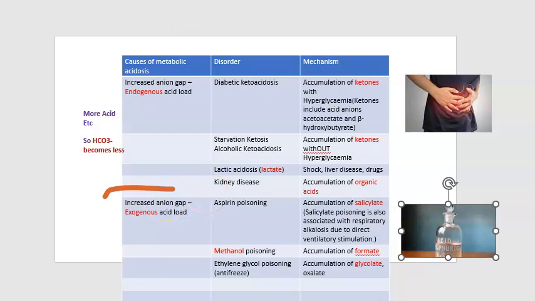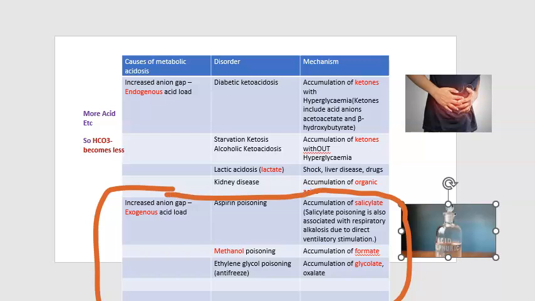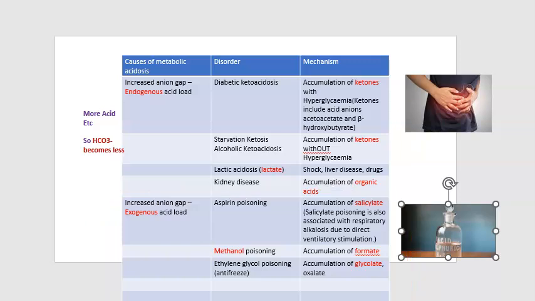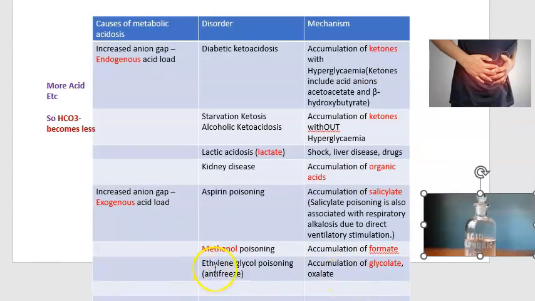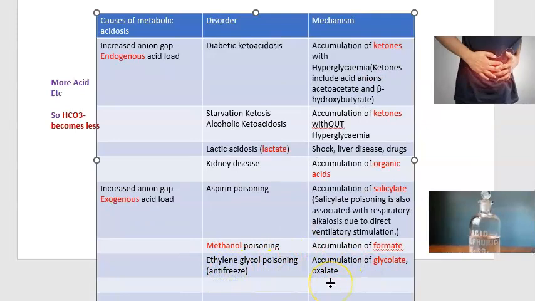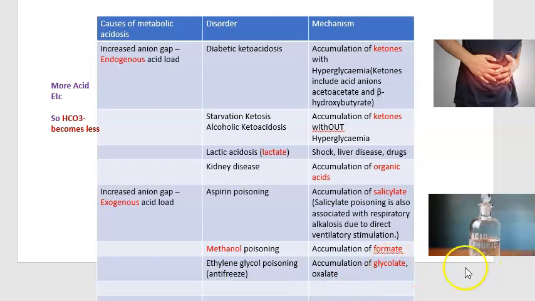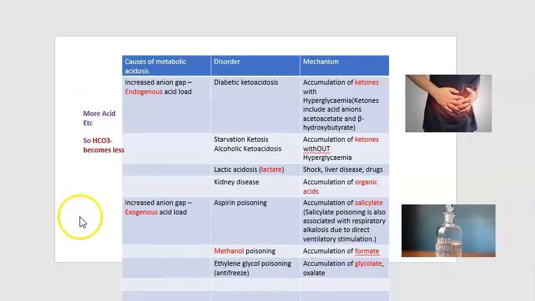Then one more thing is exogenous. Now we are coming to this part of it. In increased anion gap itself, you're taking acids from outside, like salicylic acid, aspirin poisoning, too much aspirin, or methanol poisoning, where formate will accumulate. Or if somebody has drunk antifreeze, that is ethylene glycol poisoning, where oxalic acid and glycolate will accumulate. So you're taking the acid from outside. So again, this is metabolic acidosis with increased anion gap. Okay, this is very easy to understand, right?